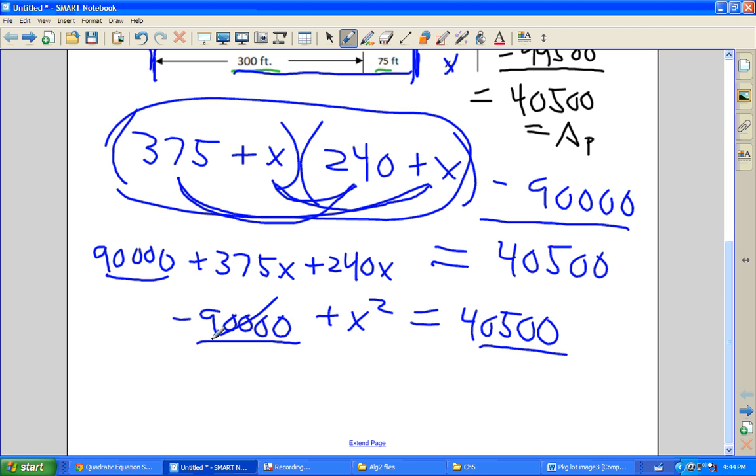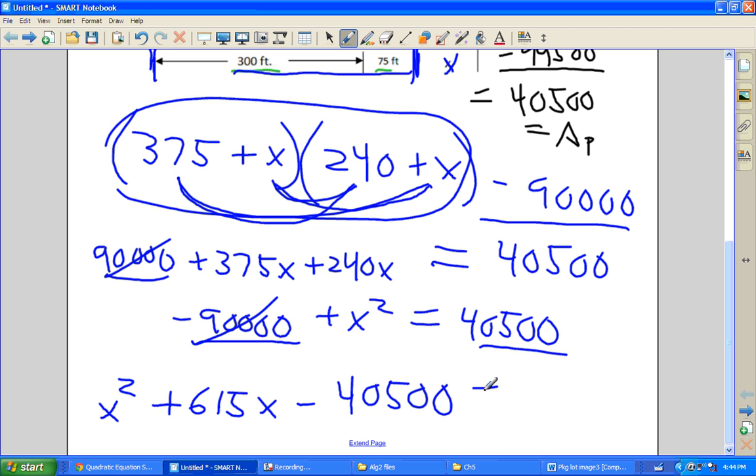90,000 minus 90,000, those go away. All I'm left with, and I'll move it to the front because we're comfortable with that, is x squared, 375 and 240. I think that gives me 615x. And yes, go ahead and use a calculator. These two terms canceled. What's on the other side is 40,500. And now I'm going to get minus 40,500 when I bring it back to this side because I want to set everything equal to 0.